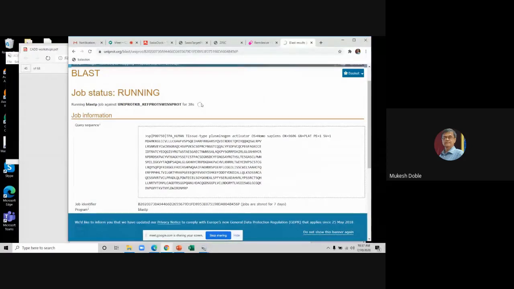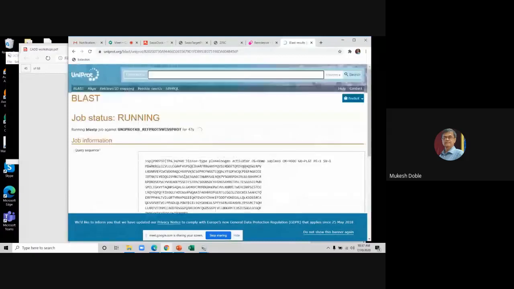Each protein that's put in the database has a standard number, a UniProt number. So that is the sequence of this, and then it is doing the job. As you can see here, it's going around. There is another one, which is related to the sequence database.